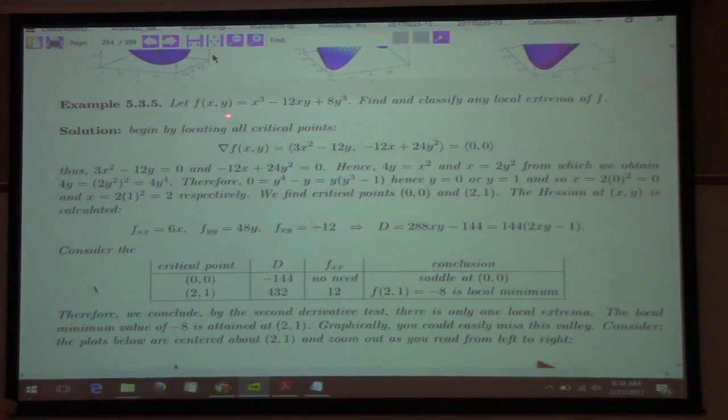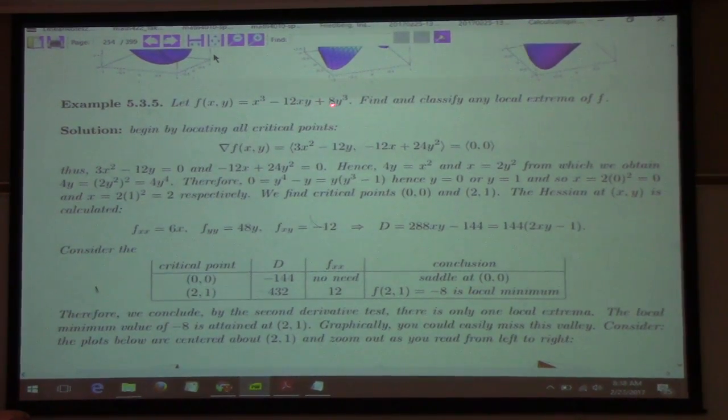So here's a third order problem, x cubed minus 12xy plus 8y cubed. First of all, we find the critical points. So I take the gradient like that, and I want to solve it equal to 0, right? So I've got two equations to solve: 3x squared minus 12y equal to 0, and minus 12x plus 24y squared equal to 0. So I see that as 4y equal to x squared, and this one gives me x is equal to 2y squared.